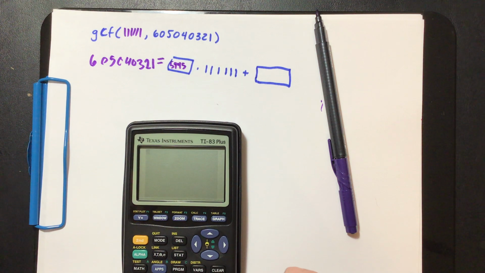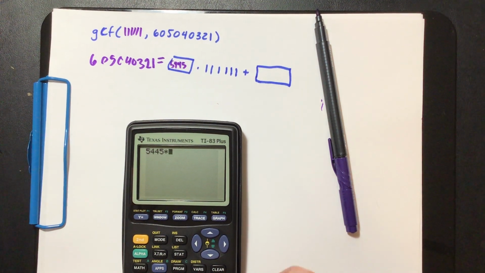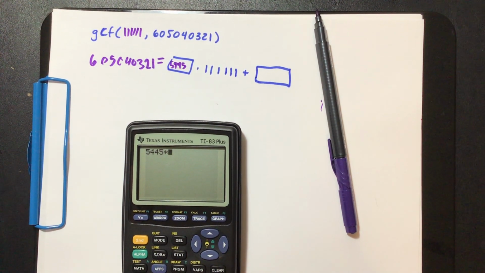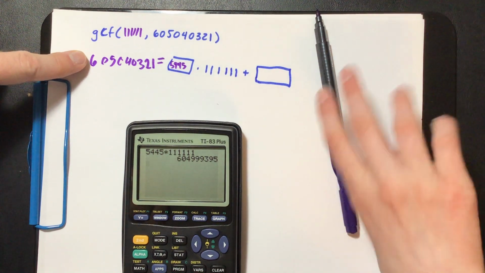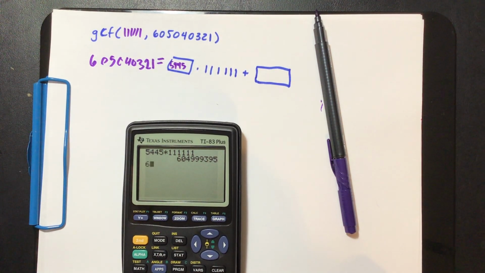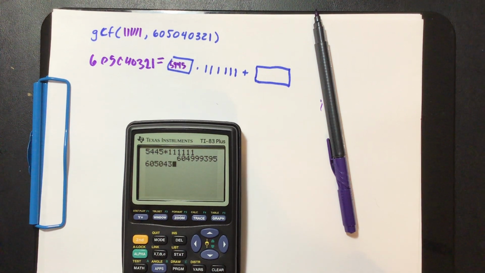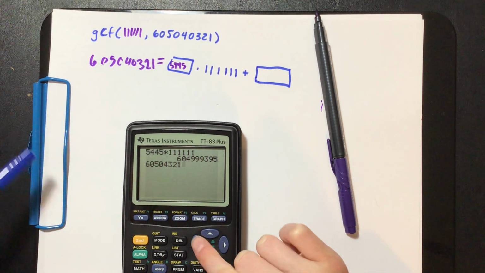All right. So instead of that, what do we multiply? Instead of answer times the 111111, the quotient times the 111111. What does that give us? Almost this number. So now how do we get the remainder? That's not the remainder. Okay, 605,043,21. Hang on. There was an extra 0 in there.